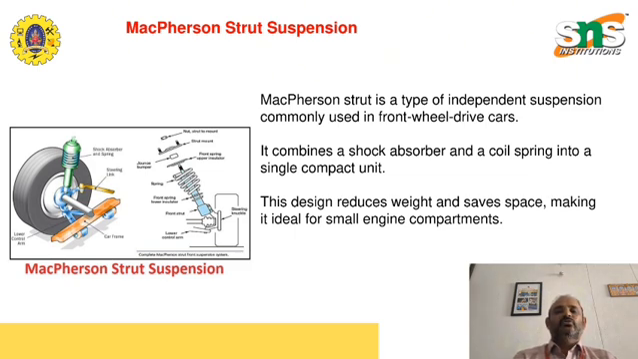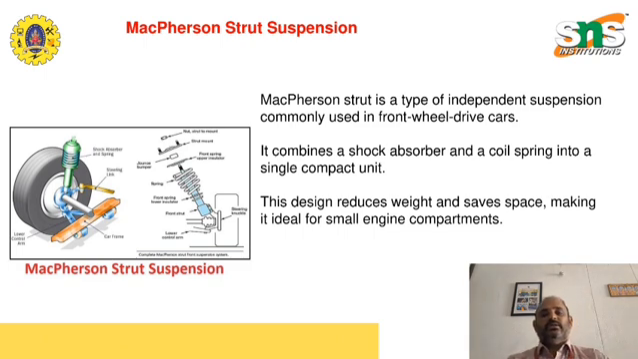Suspension systems also control body roll, pitch, and dive. Body roll occurs during cornering, pitch during acceleration and braking. Suspension geometry includes camber, caster, and toe angles. These angles affect tire contact, steering, and wear. Anti-roll bars or sway bars reduce body roll during turns. They connect the left and right sides of the suspension.